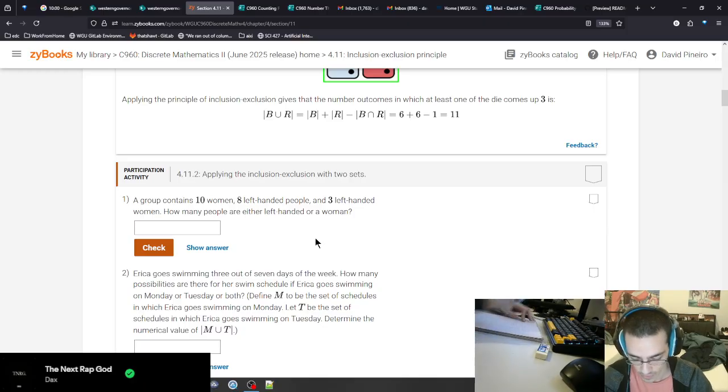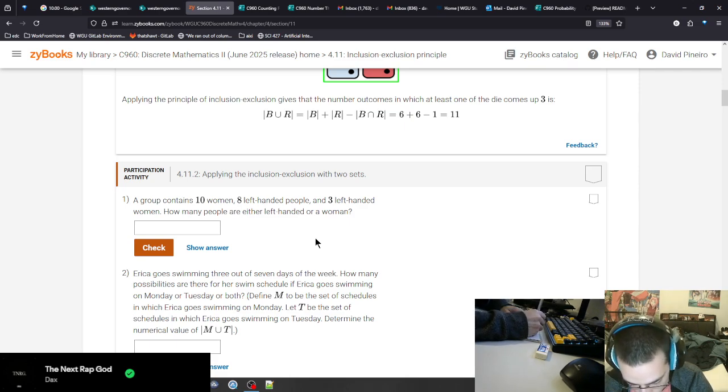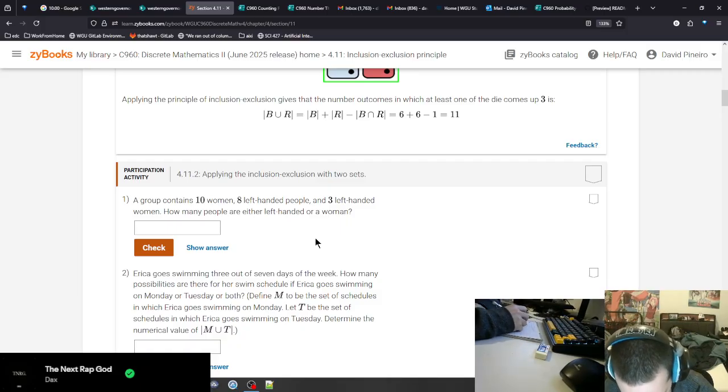Okay. I have to draw like a diagram, probably. So there's 10 women. Let's do the Venn diagram. 10 women for one circle, and the other circle is 8 left-handed people, I guess. And then in the intersection, there is 3 left-handed women. Right. Cool. 3 left-handed women, intersection.